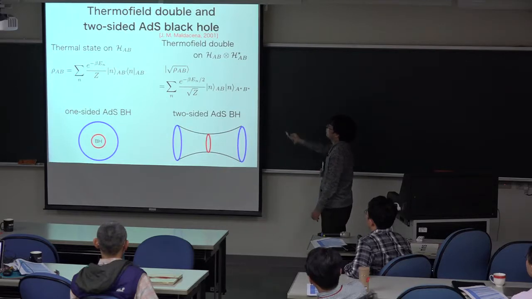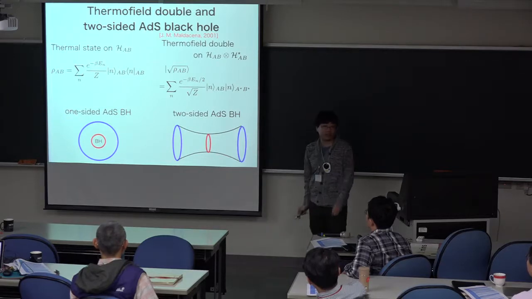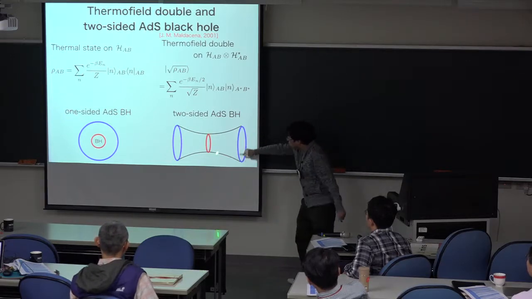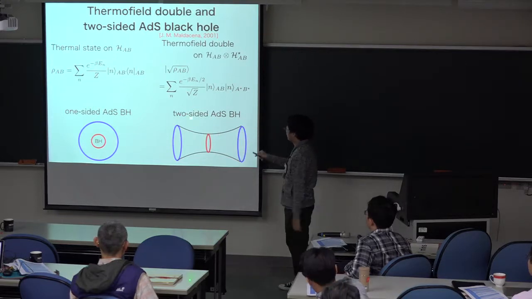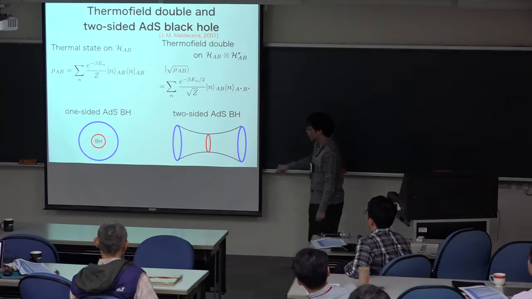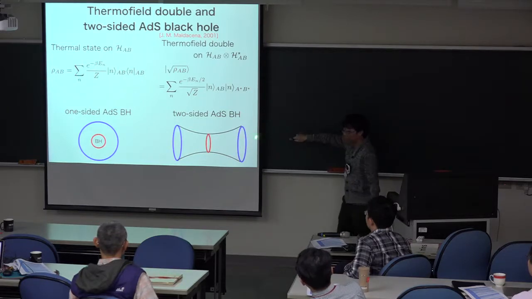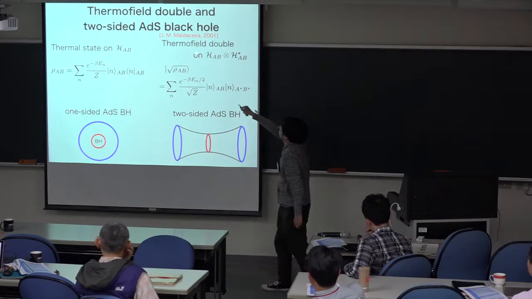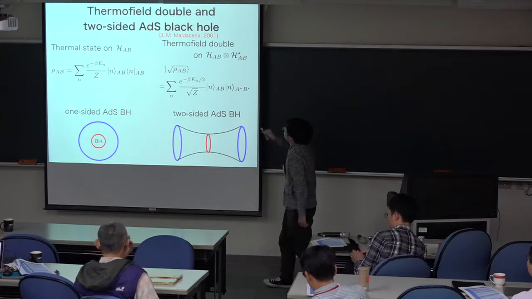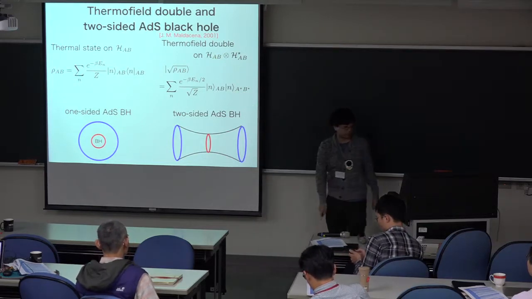And Maldacena proposed that this thermofield double has a gravity dual such as a two-sided AdS black hole. And this red circle is the black hole horizon. This two-sided AdS black hole has two boundaries, a left boundary and a right boundary. And these two boundaries correspond to this thermofield double, which is a pure state of H_AB times H_AB star.